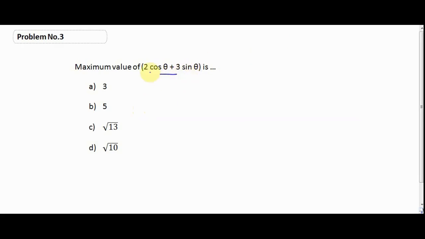So here this expression 2 cos theta plus 3 sin theta is in the form a sin theta plus b cos theta. Okay, and the maximum value corresponding to this expression is equal to plus root over a square plus b square. Okay, and the minimum value will be minus root over a square plus b square.